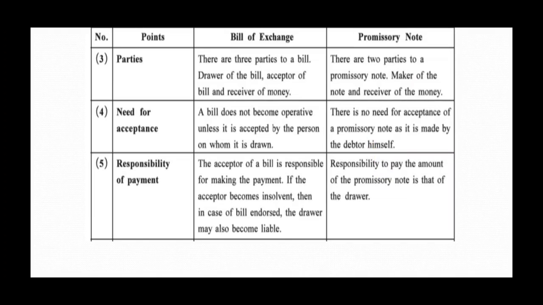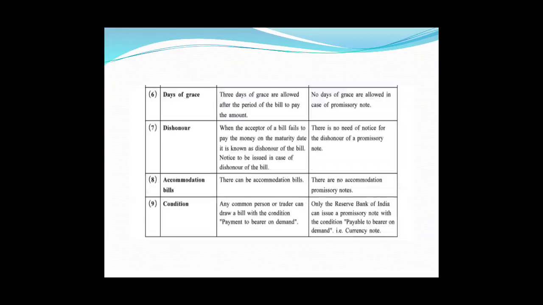Responsibility of payment. The acceptor of a bill is responsible for making the payment. If the acceptor becomes insolvent, then in case bill endorsed, the drawer may also become liable. Responsibility to pay the amount of the promissory note is that of drawer only.